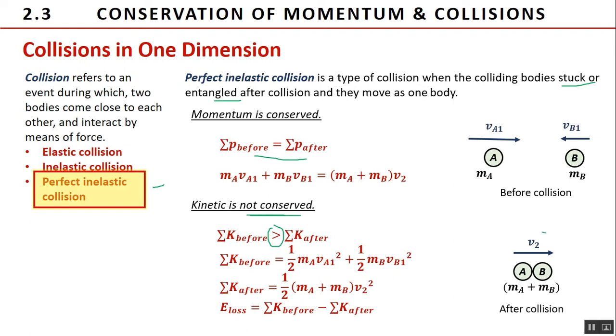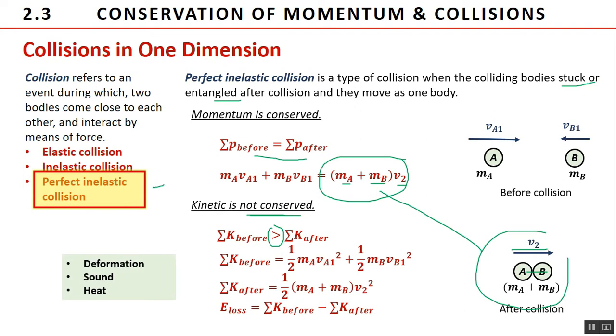Since after collision, the two particles stuck or entangled, they move at the same velocity, v sub 2. Therefore, their total momentum after collision is their combined masses, m sub a plus m sub b, multiplied by v2. In terms of energy aspect, once the bodies stuck together after collision, their kinetic energies before collision will be converted largely into other forms of energy, such as heat, sound and deforming energy, which contributes to the loss of kinetic energy.